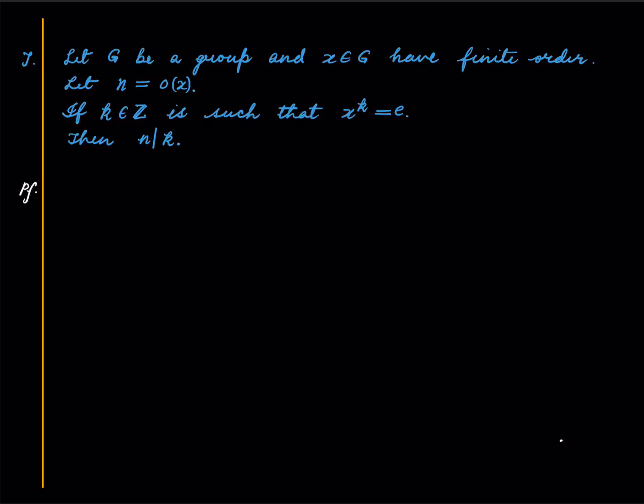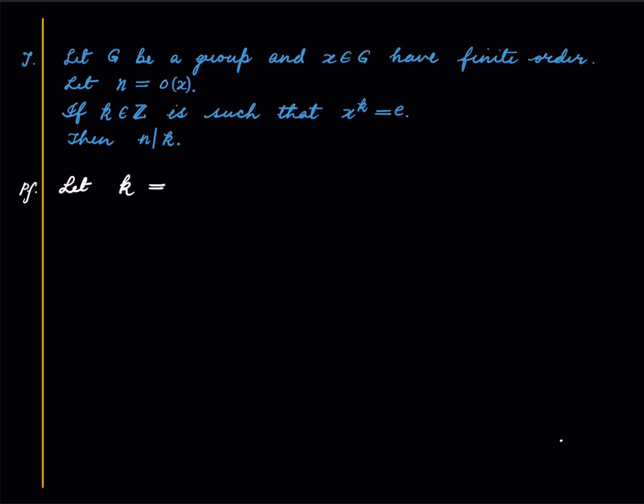Now, another very interesting proposition. Suppose G is a group and x is an element of G which has finite order. Let's say the order is n, so n is some positive integer. Now if k is any integer with the property that x to the k is the identity, then n divides k. All right, so let's prove this.